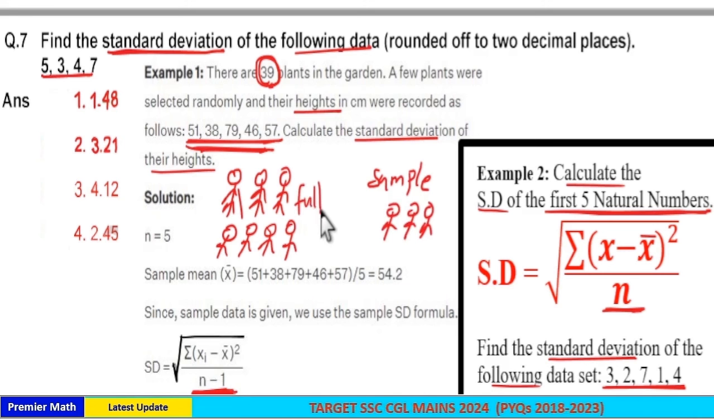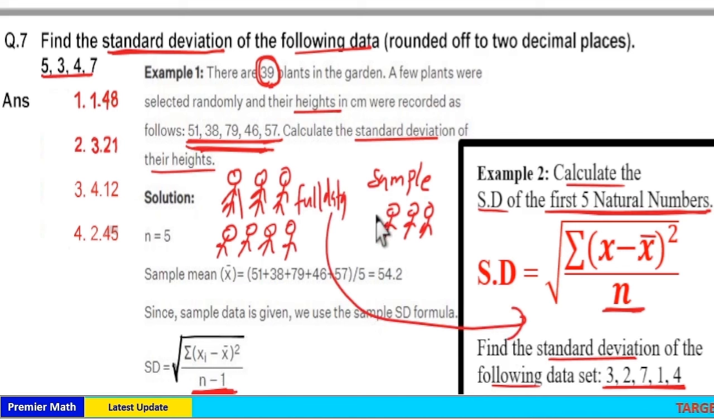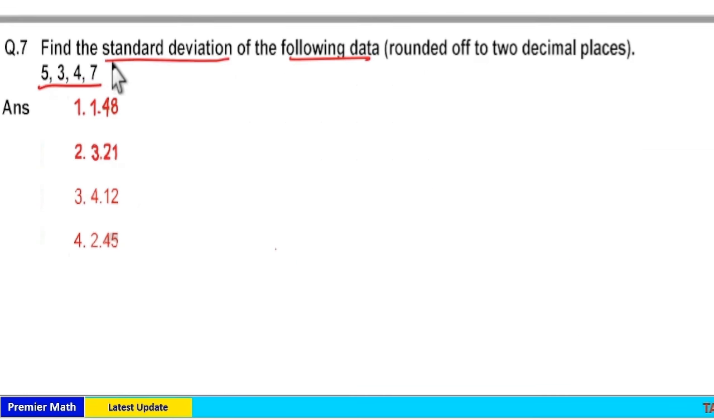So if you have full data, then you can use n, and if you only have sample data, you can use n minus 1. So this is the difference between these two equations. Now we can calculate the standard deviation of the given samples 5, 3, 4, 7. Here the number of samples is equal to 4.